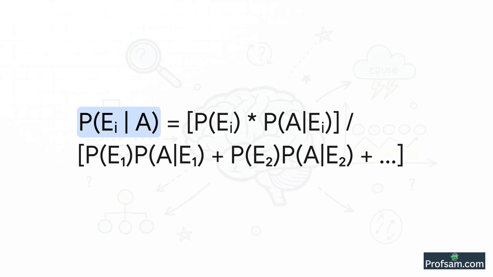So the most important thing to remember is the logic. The formula is simply the probability of our suspect causing the evidence divided by the total probability of the evidence happening at all. That's it.